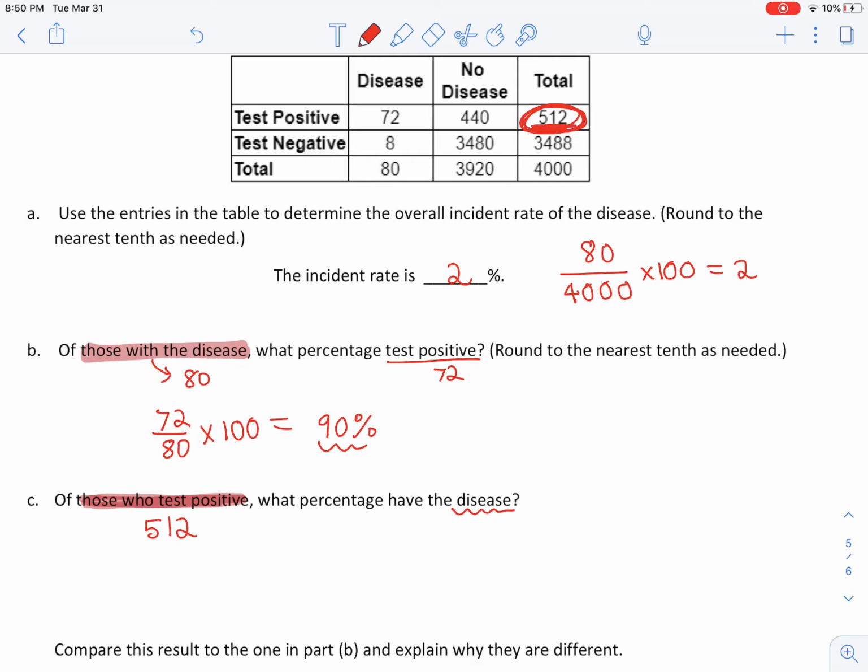What percentage have the disease? So out of these 512 people, how many people actually have the disease? 72. So let's go ahead and find that probability or the percentage. 72 divided by 512 times 100, okay? 72 divided by 512 times 100 is 14.06. So I'm going to say 14.1%. Okay? What does that mean?